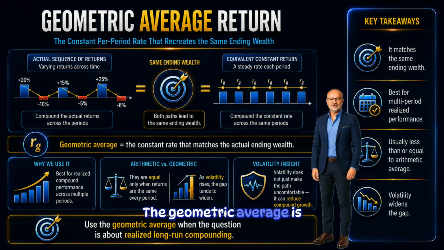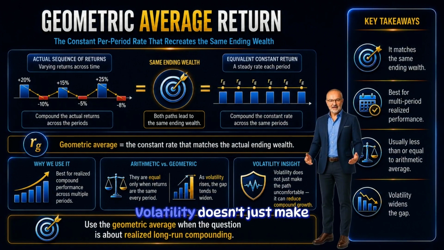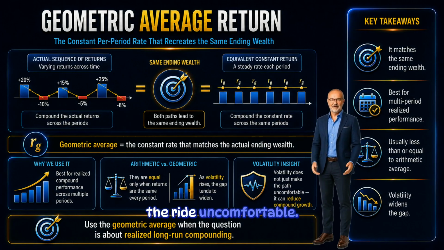The geometric average is usually less than or equal to the arithmetic average when returns vary over time. The two are equal only when returns are the same in every period. As volatility increases, the gap between the arithmetic average and the geometric average tends to become larger. This is one of the most important lessons in performance measurement. Volatility doesn't just make the ride uncomfortable, it can reduce the rate at which wealth compounds.